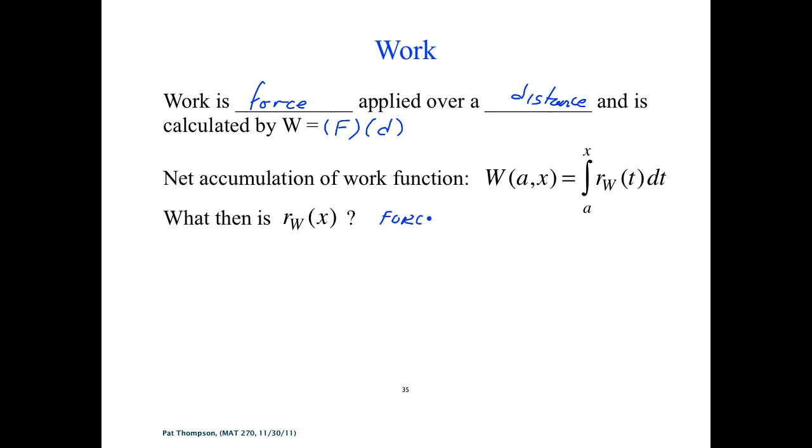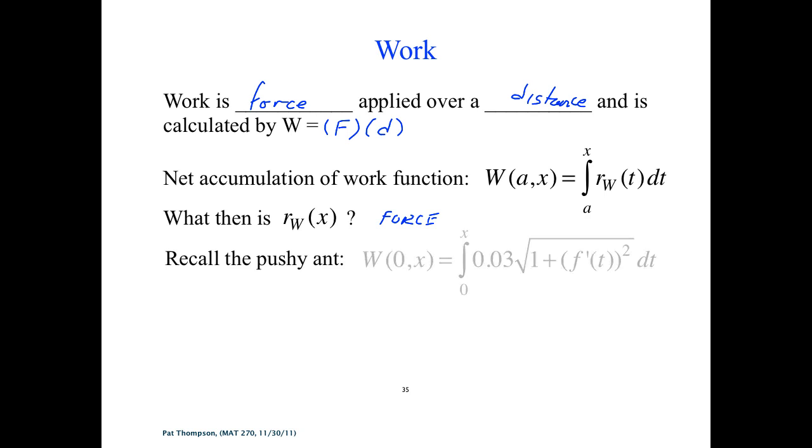So let's talk about that from last time. The pushy ant. Remember, this was that first work function that we got. The force the ant was pushing with was constant, 0.03. Okay, so based on what we're saying, this is the rate of change of work, right? So we're saying that is force.